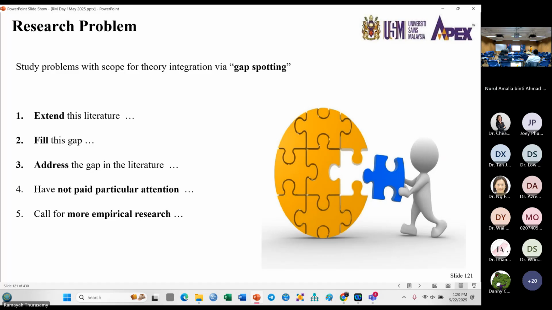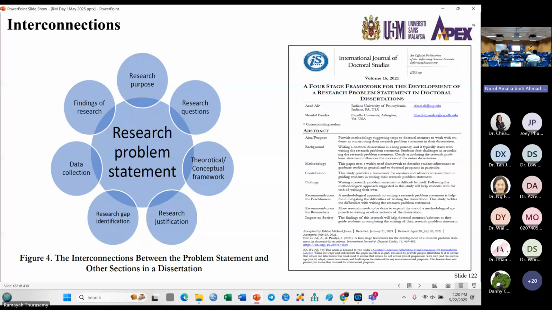Yeah? So this is the paper you can read on the framework, how the research problem is tied to all these other sectors. Okay? Later we will discuss one at a time. So this paper can be written.